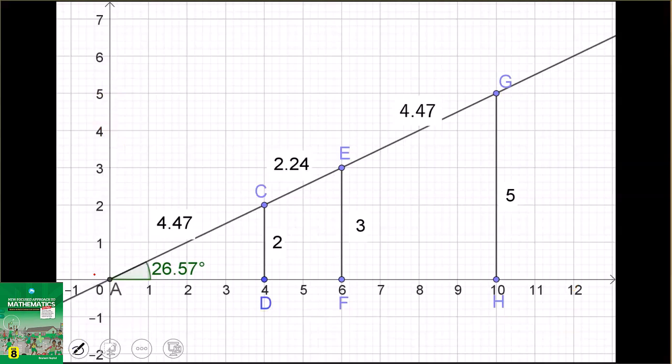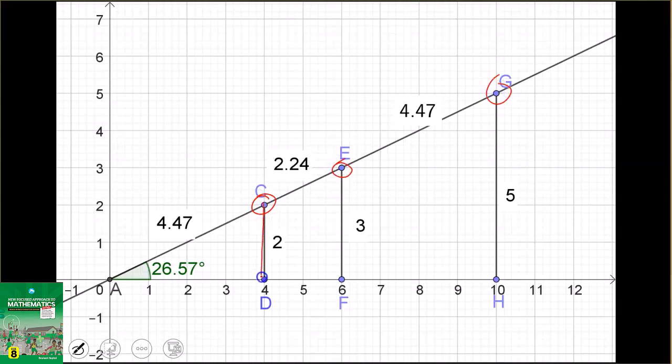Now, what I want you to do is use your protractor and from the x-axis, measure a particular angle. What I have here is 26.57. You can make it 30 degrees, 45 degrees, 42 degrees, any angle at all, but it must be acute angle. Then draw a straight line like this one. When you finish, try to pick any point at all on the line, like point C here, D here, G here.